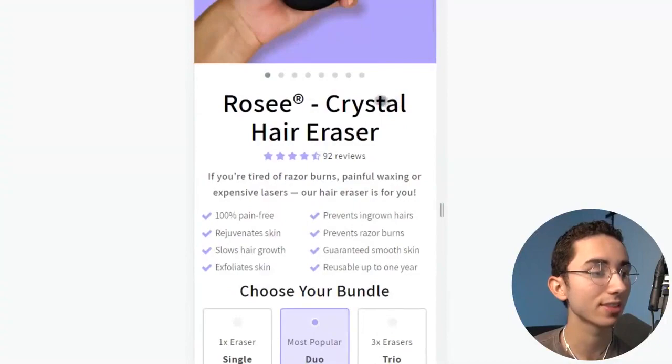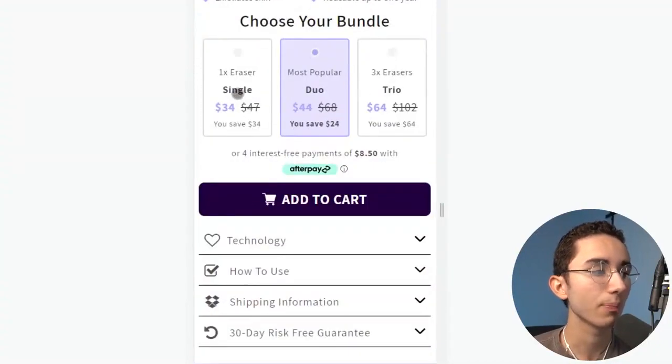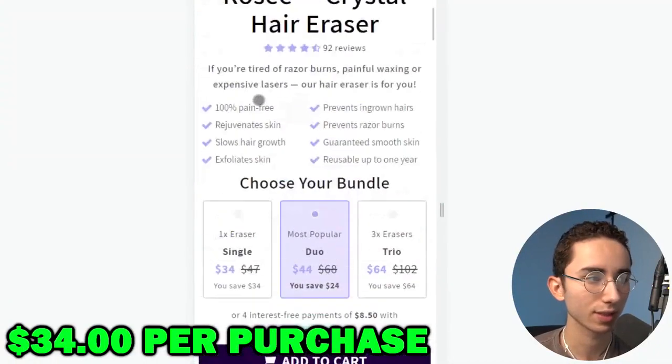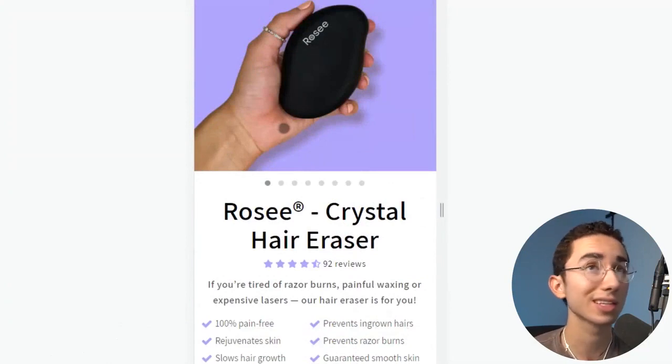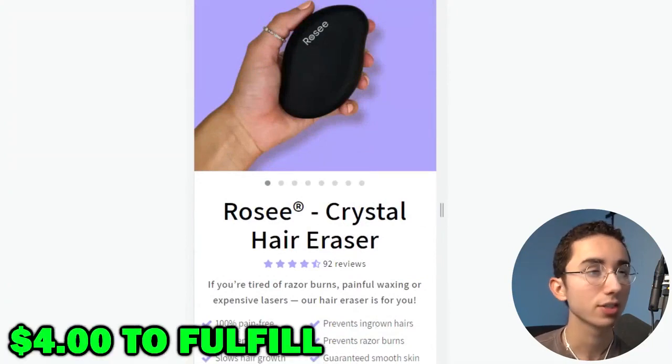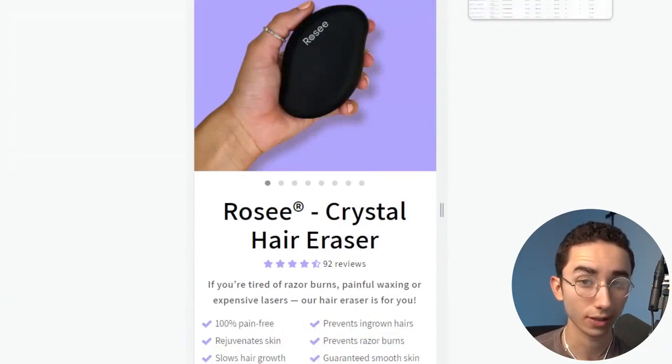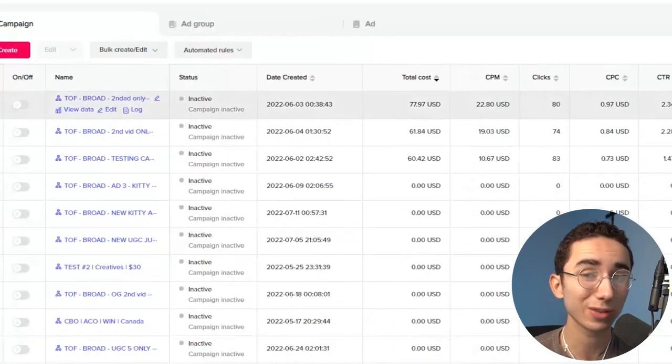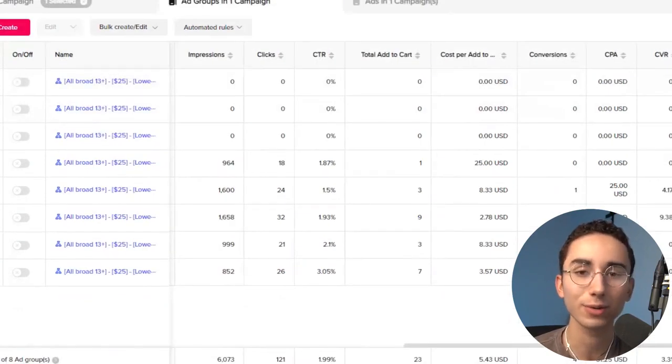So when we go down to this specific brand, we can see that buying one is $34 for this product. And let's say hypothetically, it costs $4 to fulfill. So that means our break-even CPA is $30. So if an ad group is under $30, $25, $20, that means you are profitable. And that is the main thing I'm always looking at when evaluating a campaign.